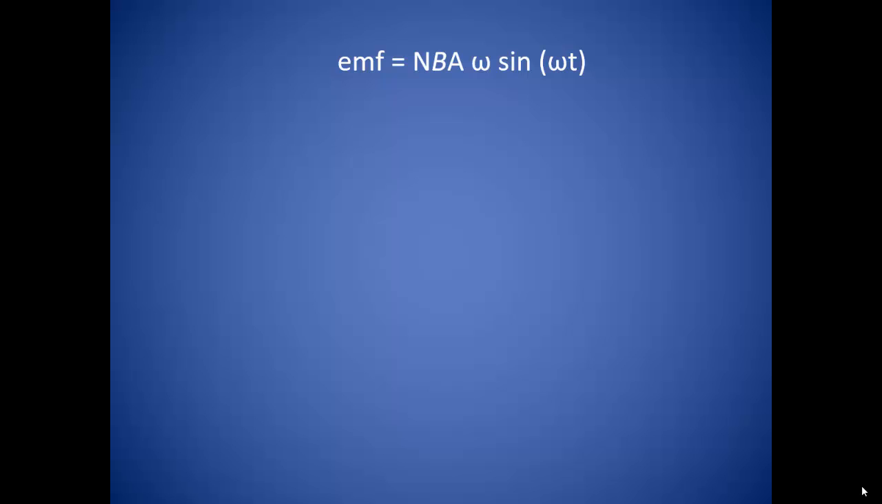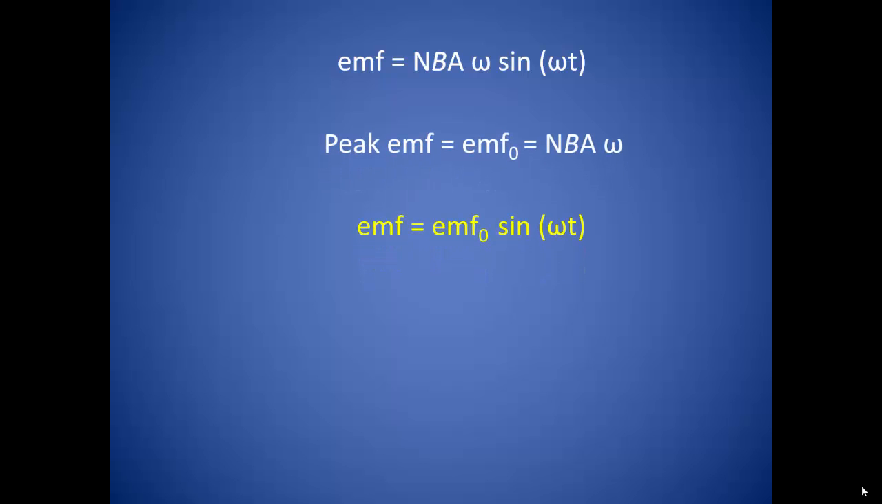And one more thing. The quantity of NBAω is what is known as the peak voltage. This is simply the highest voltage that can be attained by any particular generator, and you will see it substituted into our EMF equation.